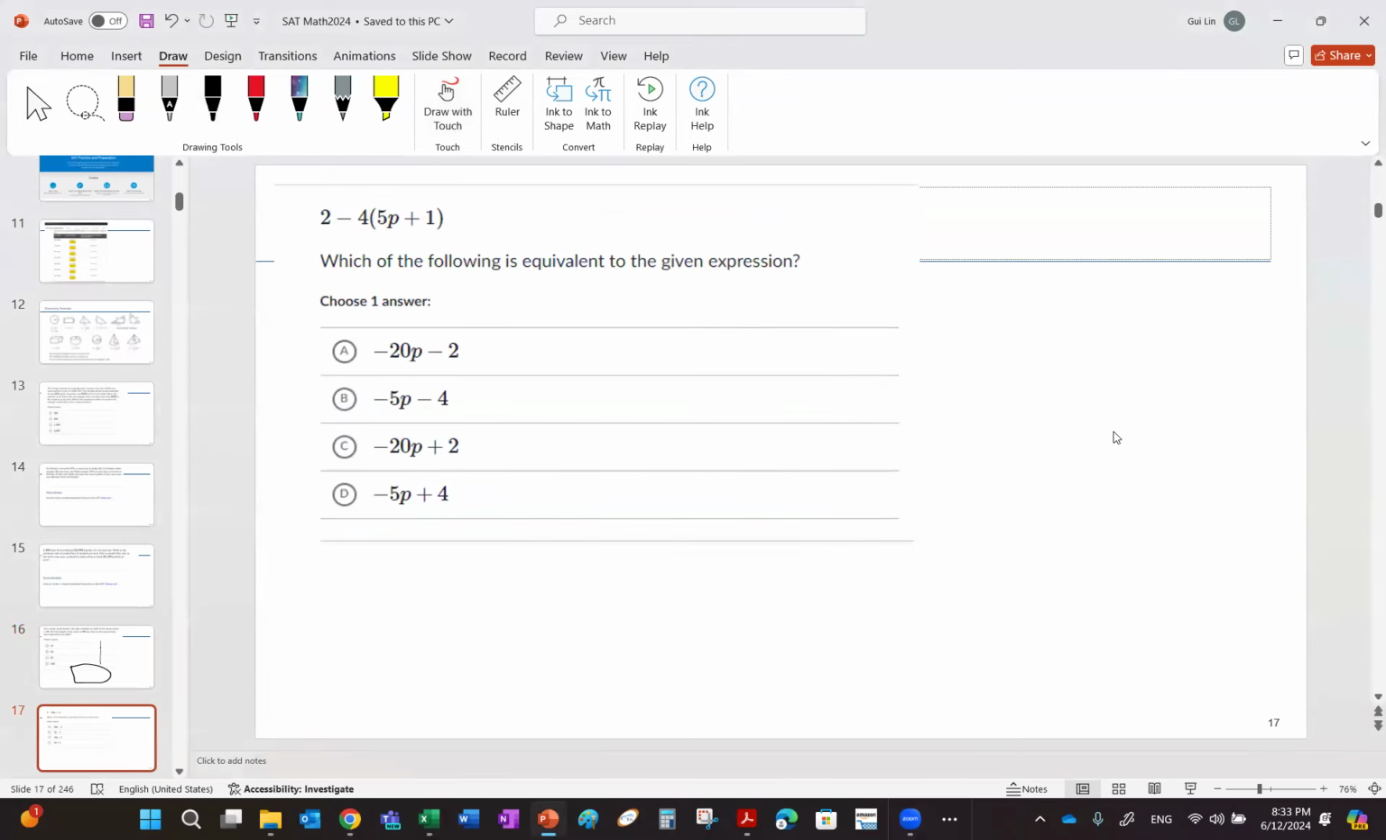Okay, let's go to the next one. Which of the following is equivalent to the given expression? So this is an algebraic expression. That's much easier, right?